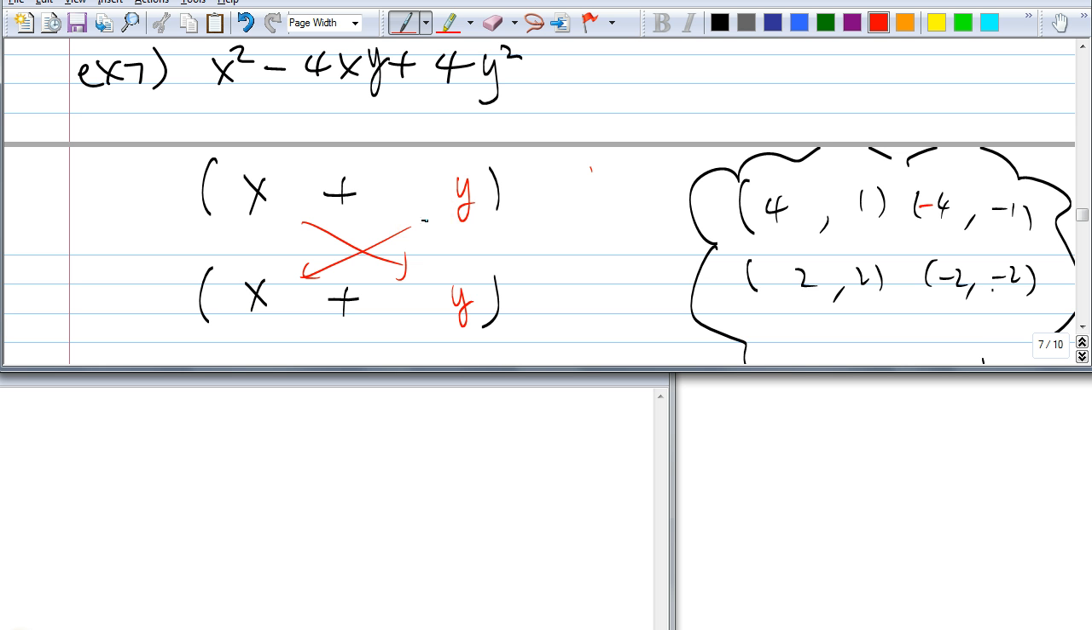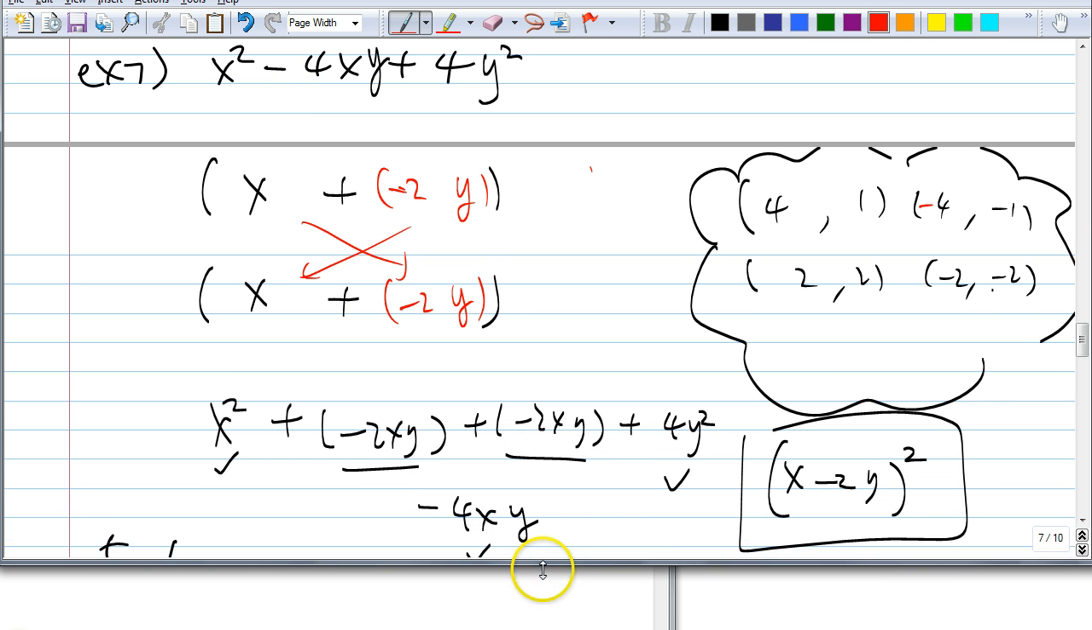Michael, what did you get? -2 here, and what else? -2. How many people agree with Michael? Raise your hand. Okay. Would you not agree? Because it's easy to see. What's x times -2y, guys? -2xy, because you have the 2 variables. What's -2y times x? -2xy. When you add them together, what do you get? -4xy. Does that make sense? So, do you see how it checks out?